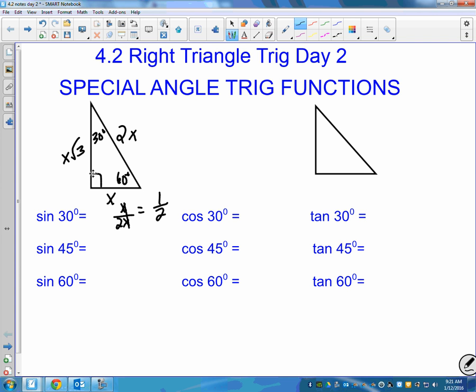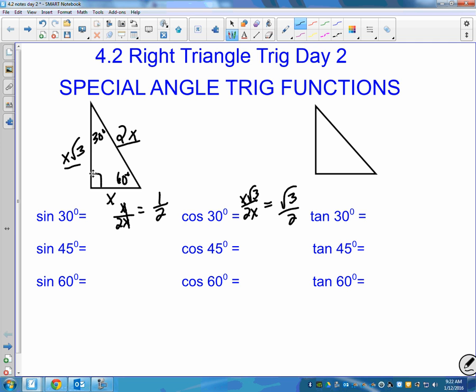But if I did the cosine of 30 degrees, what would the cosine of 30 degrees be? Just doing SOHCAHTOA here. 30 degrees is my angle. So cosine is adjacent over hypotenuse. And again, every time there's going to be an x on each one, so it's going to cancel. That would be x radical 3 over 2x, or that's the same as radical 3 over 2. So the cosine of every 30-degree angle, no matter what the side length is, will always be the square root of 3 over 2.